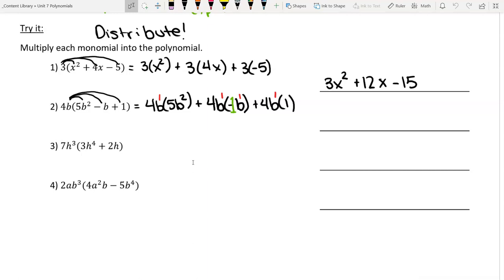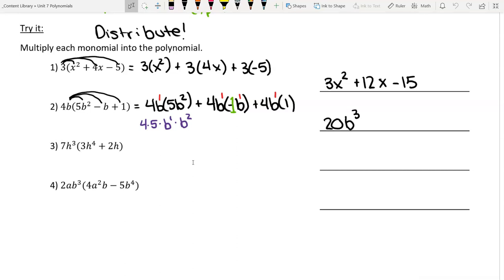So this first term, 4b to the first times 5b to the second. If you recall, I'm just going to jot this down, you don't have to. These are the type that we would reorder. Remember this back in the day? That's what you're doing. You don't have to write that out if you don't want to, but if you're getting stuck, that's the process. So my first term is 20b to the third, because b1 and b2 make b3.